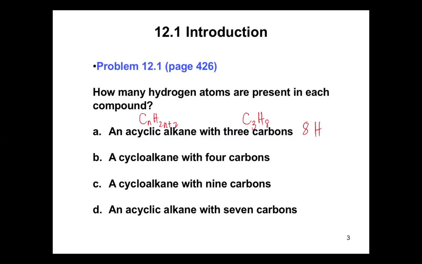Okay, and then for cycloalkane, again, ang general formula is CnH2n. So if you have 4 carbon ring, 4 times 2 is 8, you still have 8 hydrogen atoms here. And then for a cycloalkane with 9 carbons, still CnH2n. So 9 times 2, you have 18 hydrogen atoms. For an acyclic alkane with 7 carbons, so CnH2n+2, edi 7 times 2, you have 14 plus 2, 16 hydrogen atoms. Okay po.